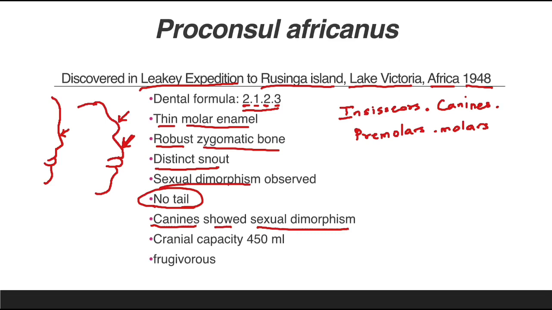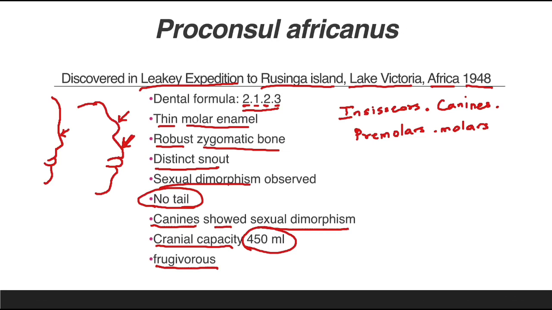And next is cranial capacity was 450 milliliters. Cranial capacity मतलब brain के लिए जो अंदर cranium जो है, skull में जो cranium है, brain box जिसको हम बोलते हैं, उसकी capacity कितनी थी? तो 450 milliliters था. It was frugivorous in nature.